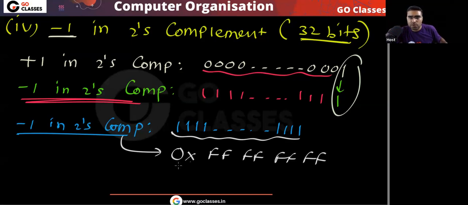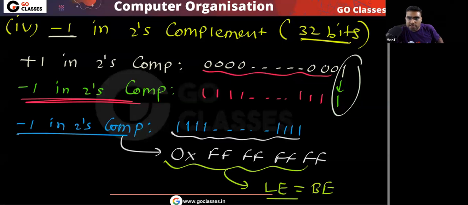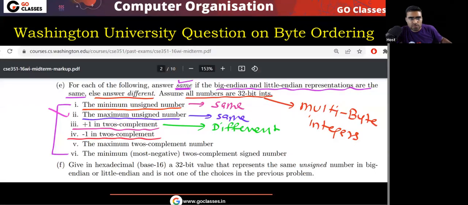Now tell me, for this, can I say little endian and big endian will be the same? Little endian, big endian will be same, right? So this is your answer for part 4. For this question, the little endian representation and big endian representation will be the same. What about the next one?